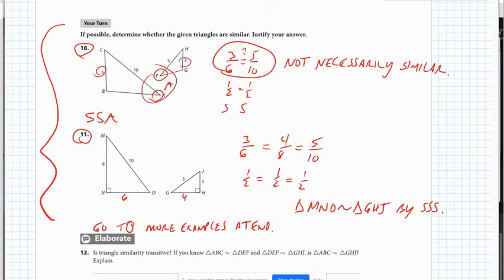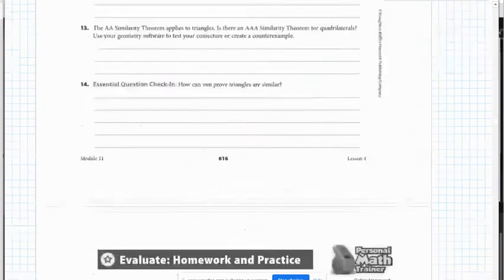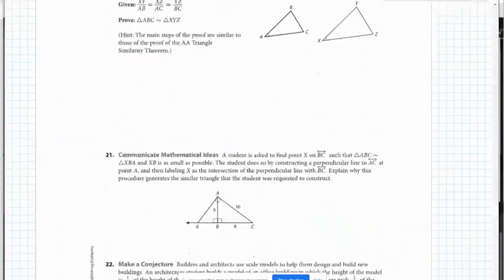Okay, and now I've got some more examples for you. So you'll probably need a piece of paper to write these out.